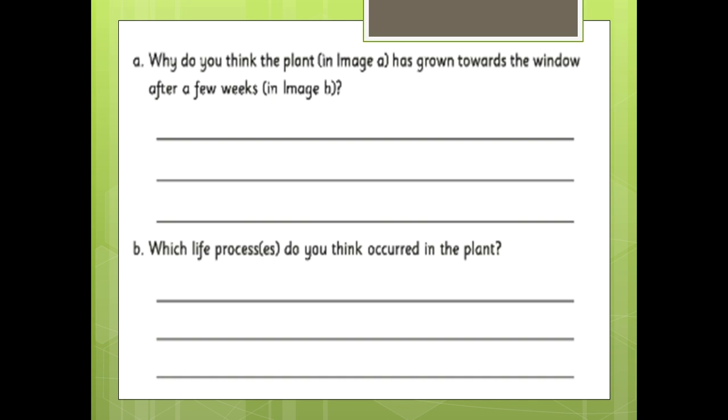Yes, we already know that plants need air, water and sunlight to grow. Exactly. The plant has grown towards the window to get more sunlight. Only it needs the sunlight, so it is growing towards the window. So which life processes do you think occurred in the plant? Can you tell me what is the life process occurred?